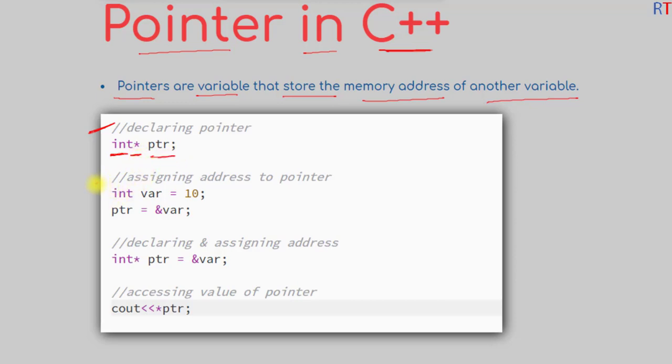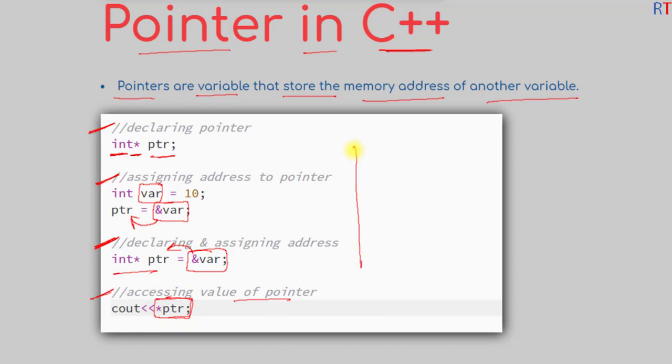And we can assign an address to the pointer. So first we declare a variable, and then we can use the ampersand sign to store the address of that variable in that pointer. And also we can declare and assign at the same time. So first we declare a pointer, and then we can assign the address of the variable to that pointer. And to access the value of the pointer, we use the asterisk sign along with the name of the pointer, and this will return the value at that location.